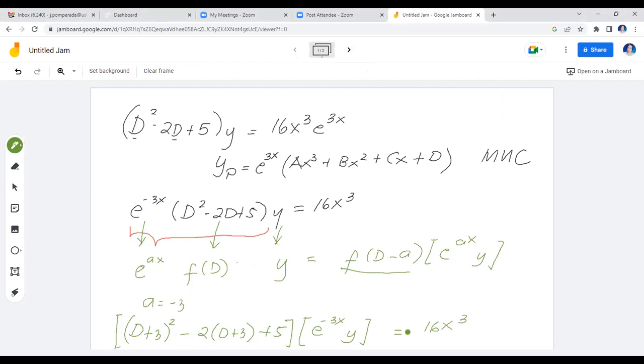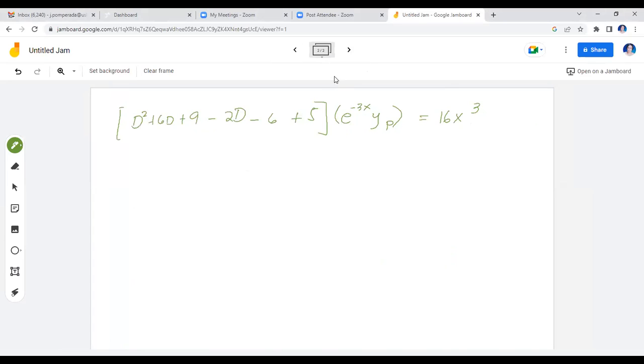So you have this, the expanded left side, and you now have this. And if we simplify the left side, we have d squared. 6d minus 2d is 4d. 9 minus 6 is 3, plus 5, that would be 8. And your hybrid unknown function, I wrote already yp here, 16x cubed. Now, I may not write the yp in here initially if you want. So if you're wondering why I wrote the yp there.